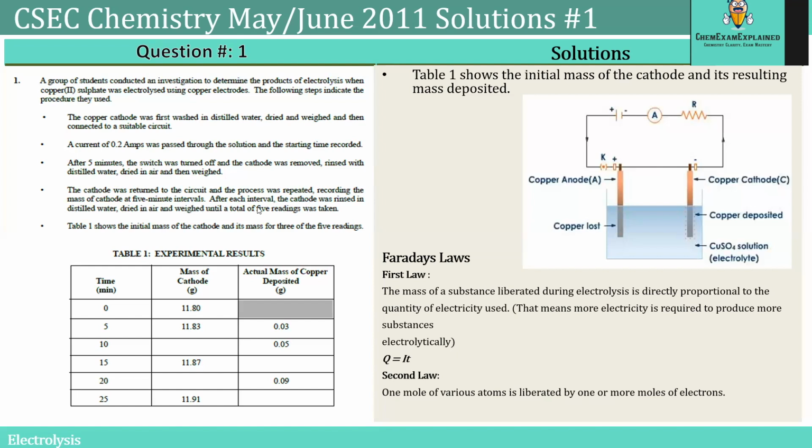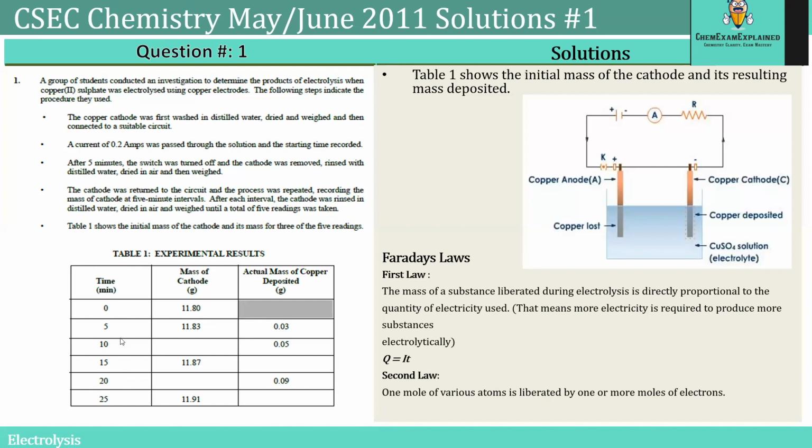After each interval, the cathode was rinsed in distilled water, dried in air, and weighed until a total of 5 readings was taken. And finally, this shows you the table of the mass of cathode for 3 of the 5 readings. So you can see that at time 0, the mass of the cathode was 11.80 grams, which means that no copper was deposited at the cathode.